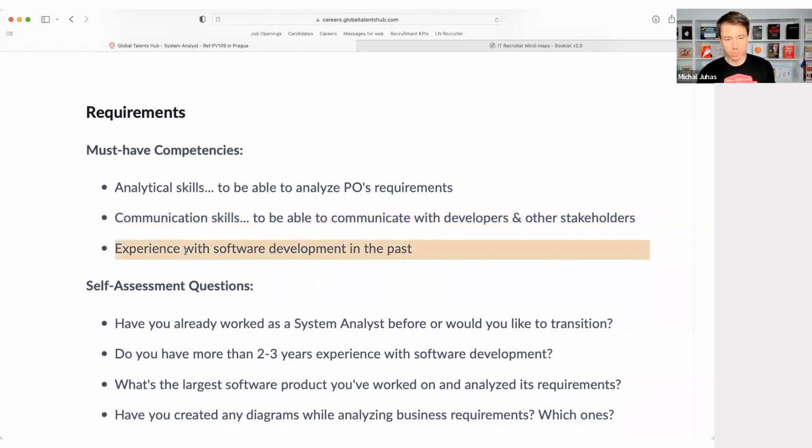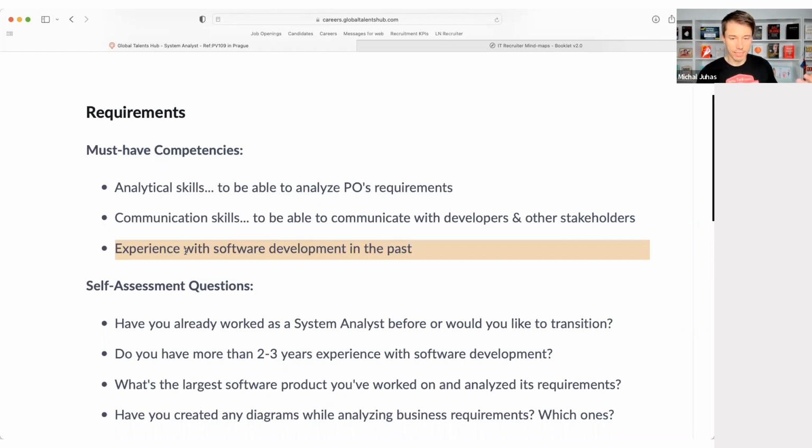And experience with software development in the past. So with this, we can immediately imagine what would be the ideal career path of the candidate. Someone who worked as a developer, software engineer, backend, front-end developer, mobile application developer, or even a data engineer, someone who worked in a development team as an individual contributor, and then got sick and tired of developing and shifted to something else, such as analytics.